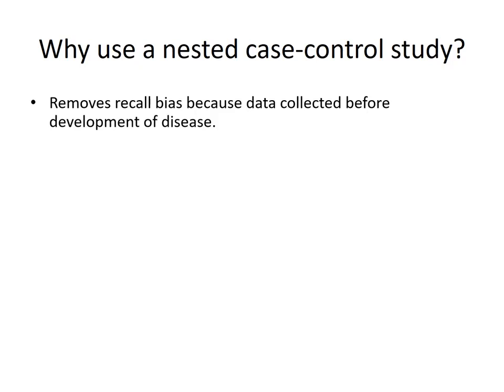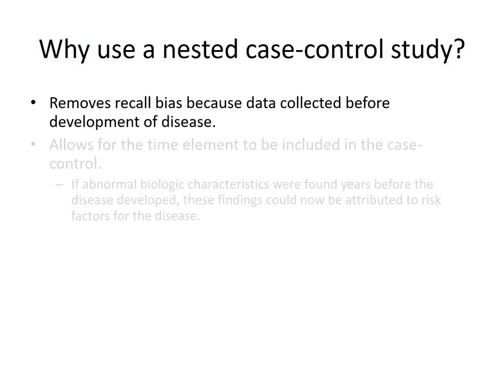It removes recall bias because data are collected before development of disease. If you remember earlier, we said in case control study, the major limitation is recall bias because we rely on subjects to remember a previous exposure that occurred in the past. However, in nested case control, all the measurements were made for the purpose of a prospective design, for the purpose of a cohort study. So we have control on all the data. The subjects don't need to remember anything. All the data are already collected.